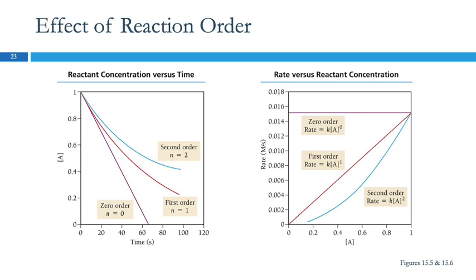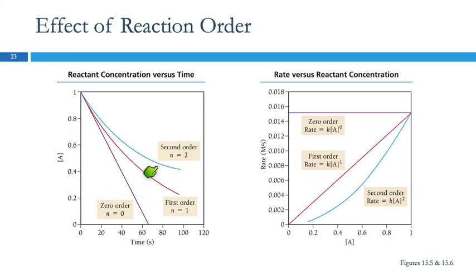So I told you there'd be graphs. There's some more graphs. So this is looking at reactant concentration versus time. So here's the concentration of that reactant, and here is time going on. And we have the 3 different orders graphed. And so for a zero order reaction, we see a straight line here. The concentration of A has a linear dependence on time.